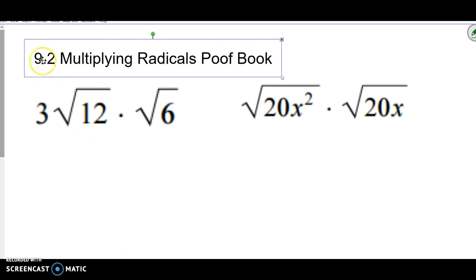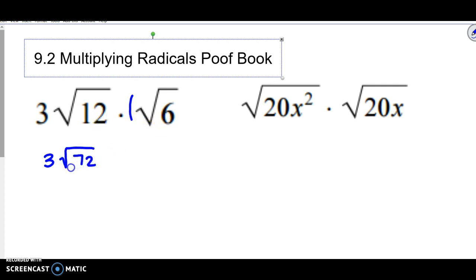Alright, so once you've got your proof book made, we have 3 root 12 times root 6. Okay, so we are going to do the same principle. We're going to multiply the coefficients together, and so this is going to be a coefficient of 1. So we have 3 times 1, which gives us 3. The square root of 12 times the square root of 6 is going to give us the square root of 12 times 6, which is 72.